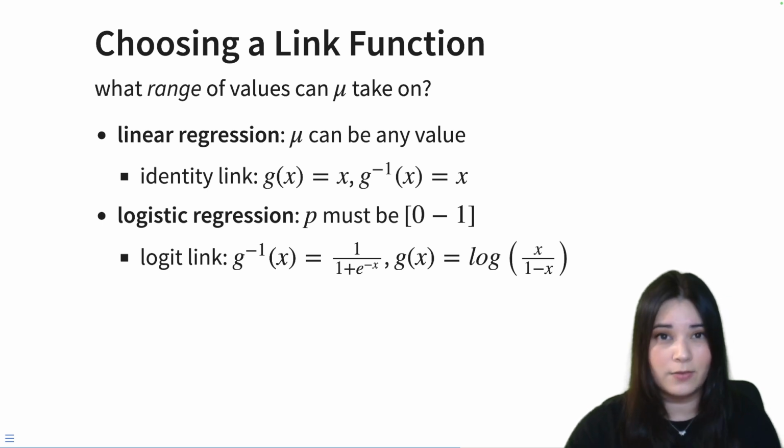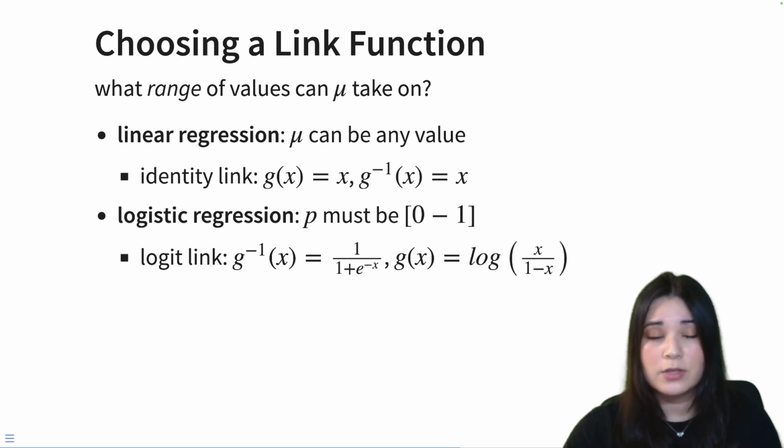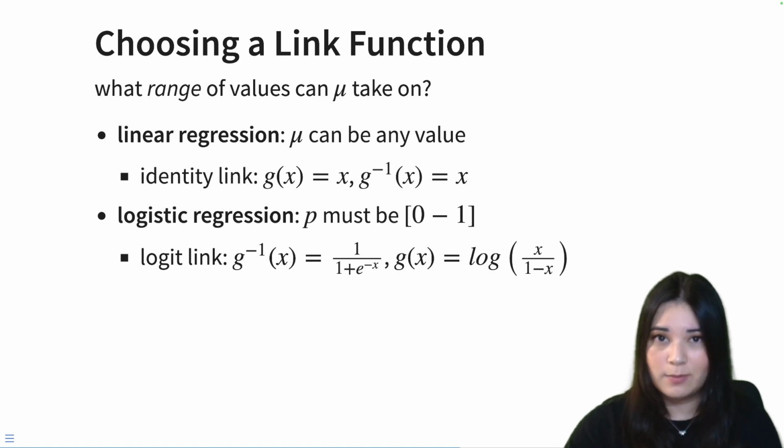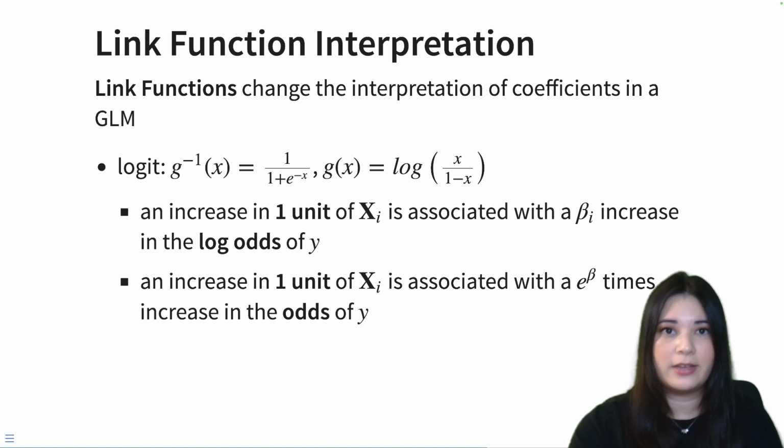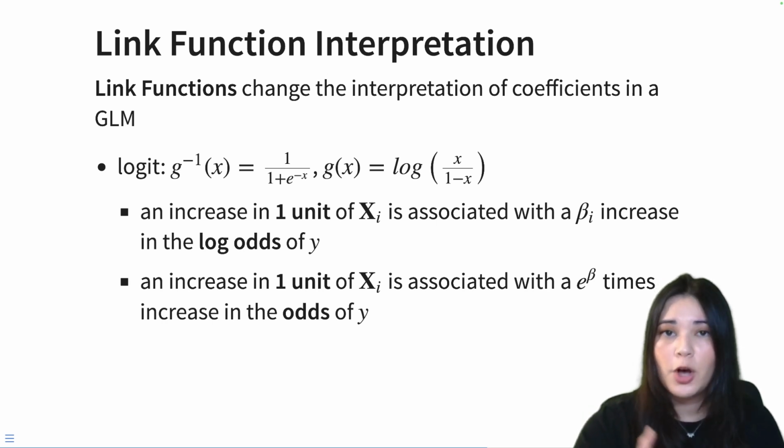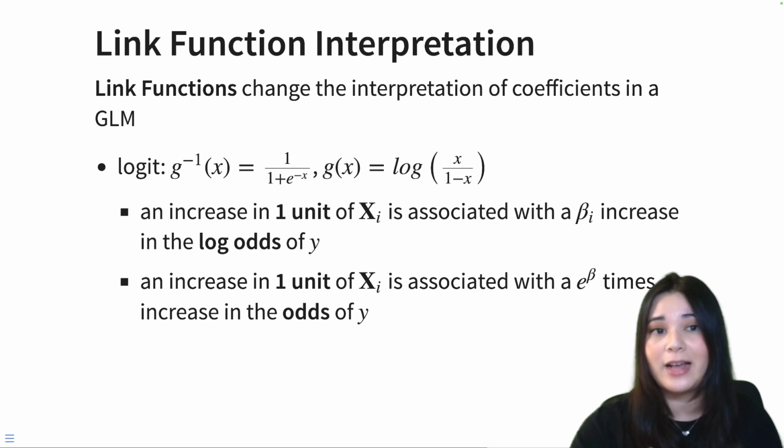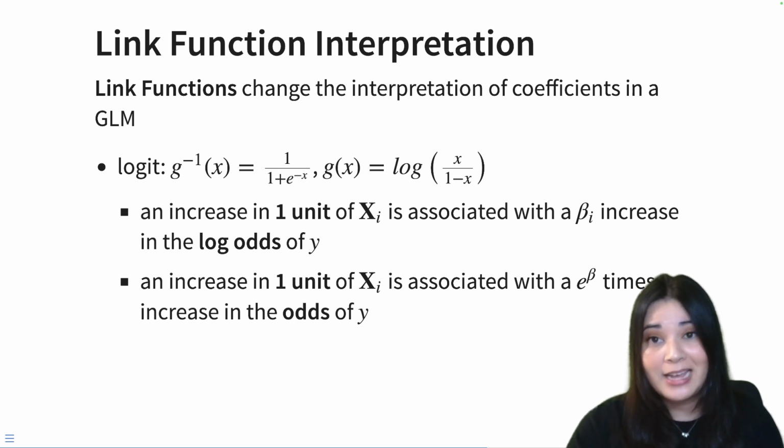So when choosing a link function, you need to think, what range of values can my expected value take on? And what link function could take me from my linear prediction to that range of values? Now, when you choose a link function, I want you to remember that this is going to change the interpretation of the coefficients from your GLM. When we fit a GLM, the coefficients are always going to be in terms of that linear prediction. How does an increase of 1 unit of a predictor change the linear prediction of our model?